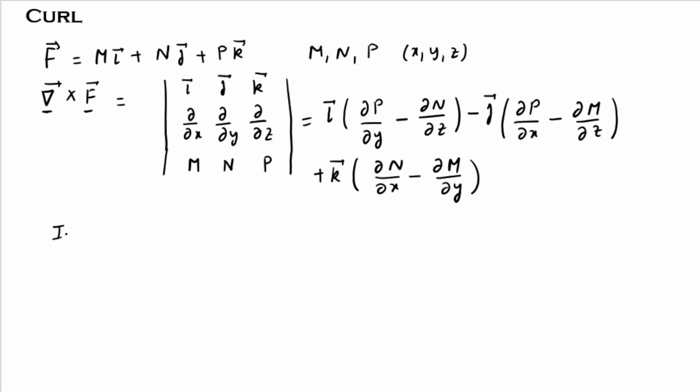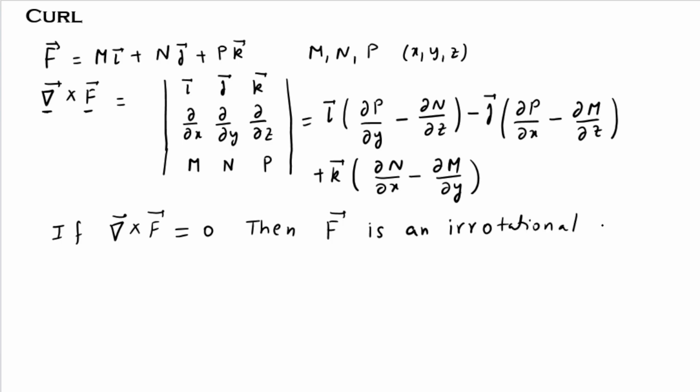If curl of f is equal to 0, then f is said to be an irrotational vector field. Notice that the curl of a vector field gives another vector. Now let us look at an example.